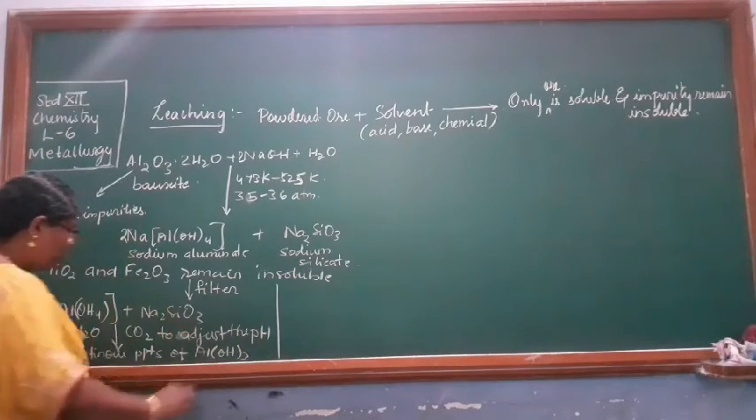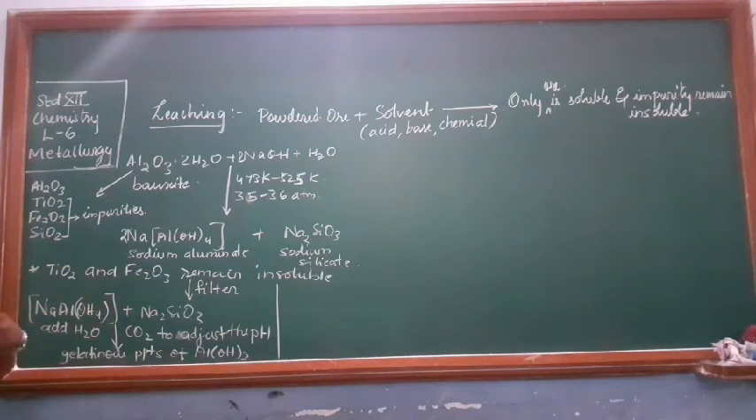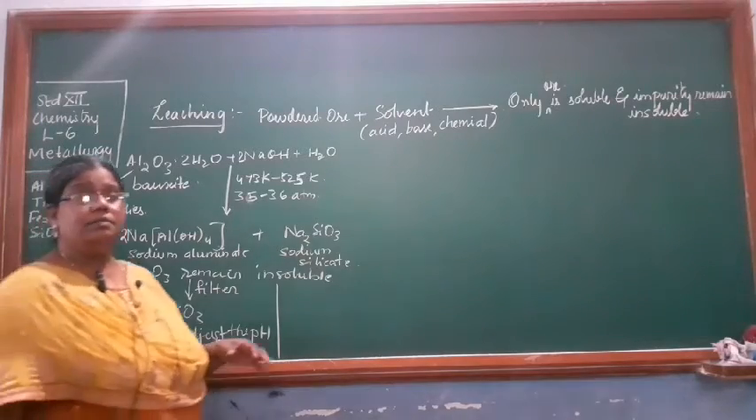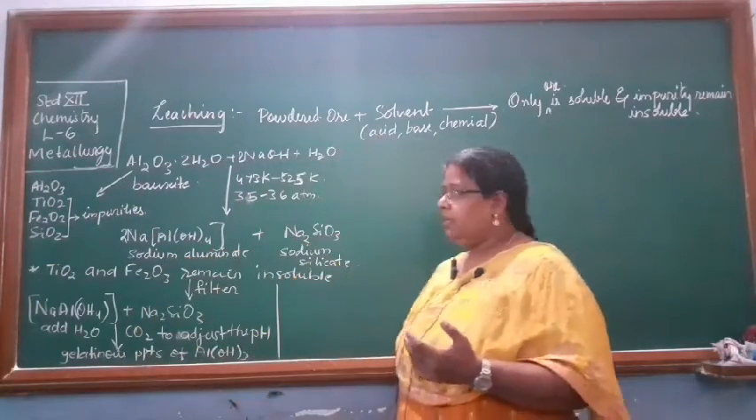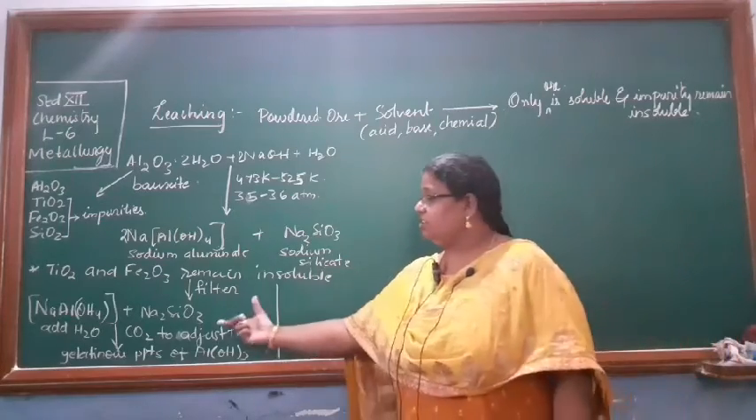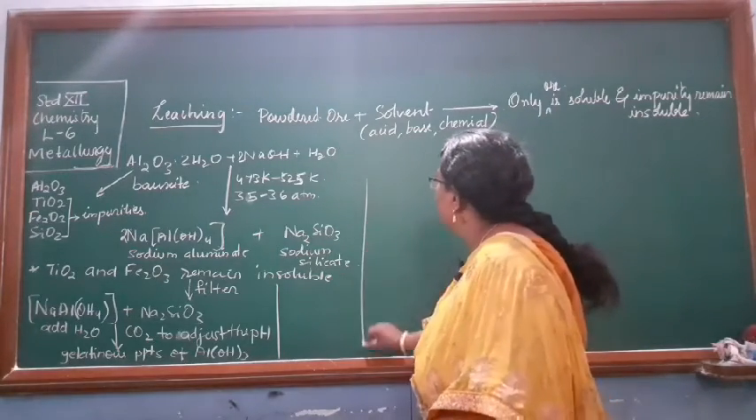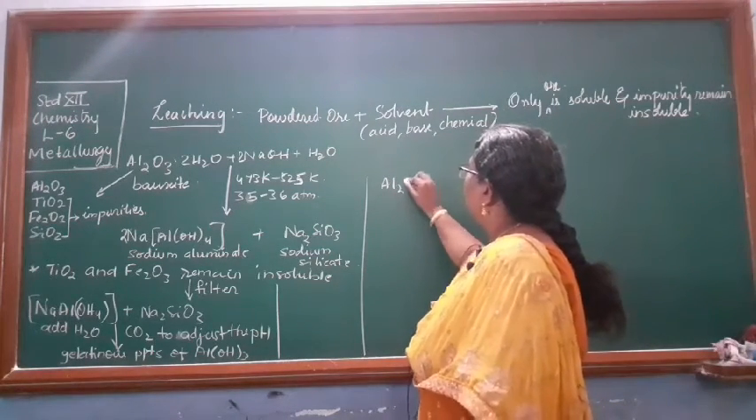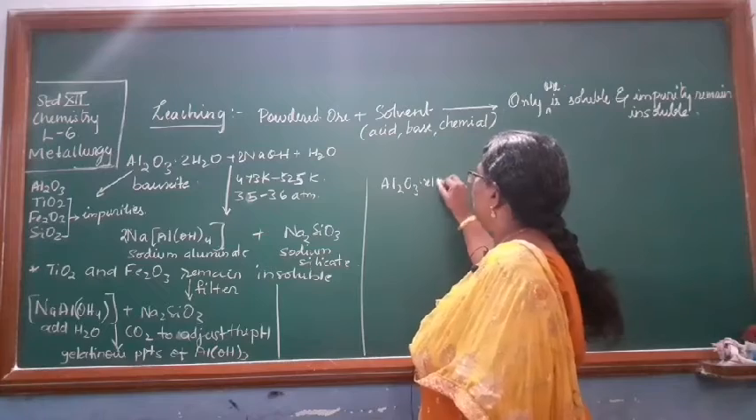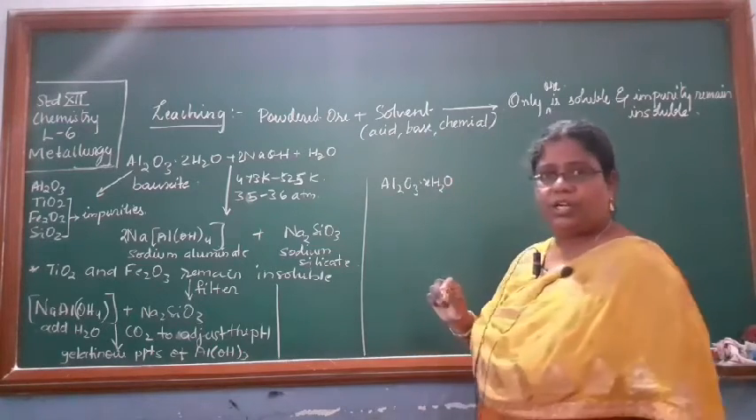Before the gelatinous precipitates come out, you add a small amount of Al(OH)3, that is aluminum hydroxide, into it, which is the process we call the seeding process, just to initiate the precipitation of Al(OH)3. So Al(OH)3 is the same as Al2O3·xH2O, you can write; this is only Al(OH)3.